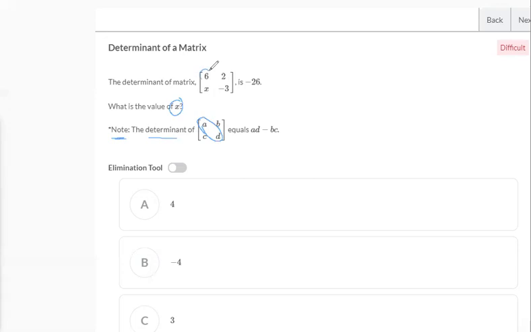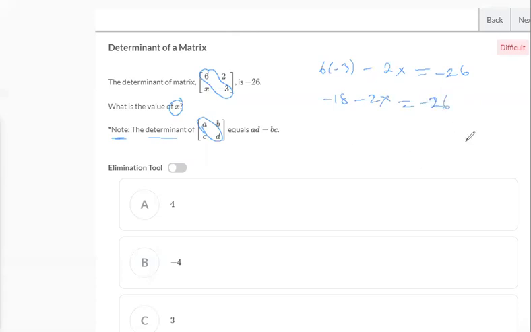So that basically means I will multiply these two numbers, 6 times -3, and minus I will multiply 2 by x, which is going to be the difference between those two products, and it is given as -26. And this is all that it means for the determinant of a 2 by 2 matrix. So which is going to be -18 minus 2x equals -26.